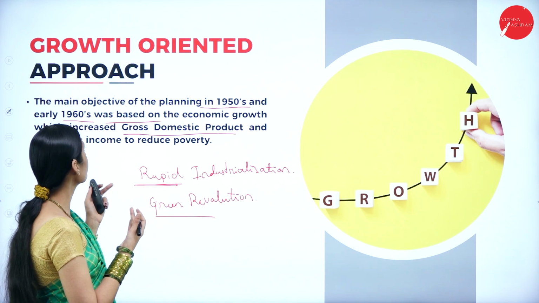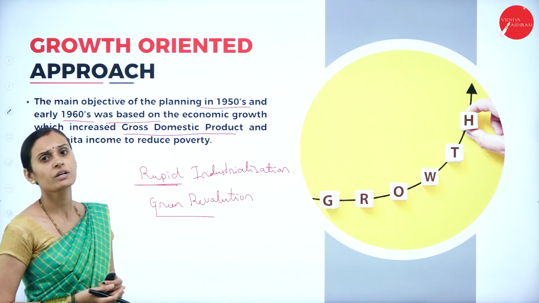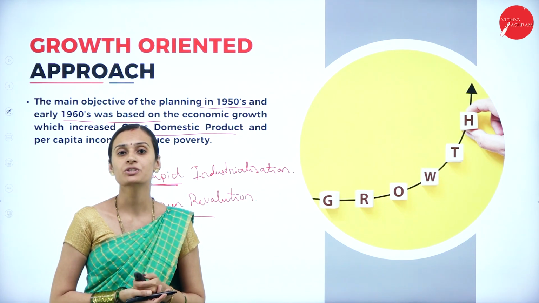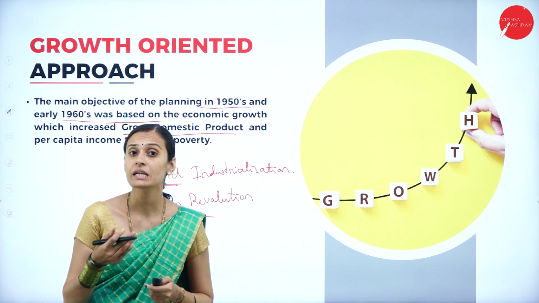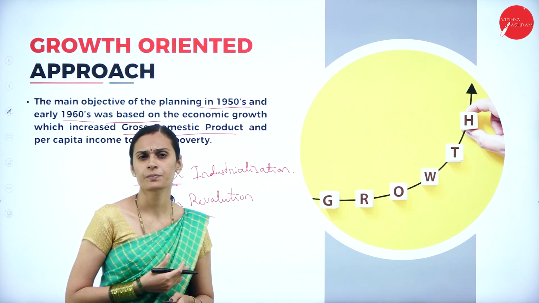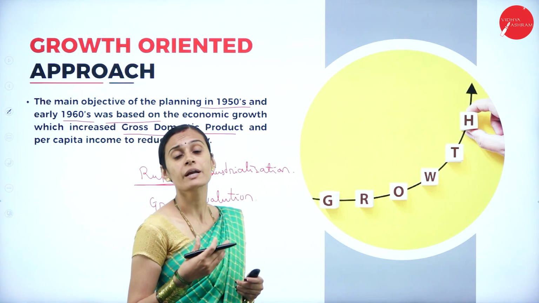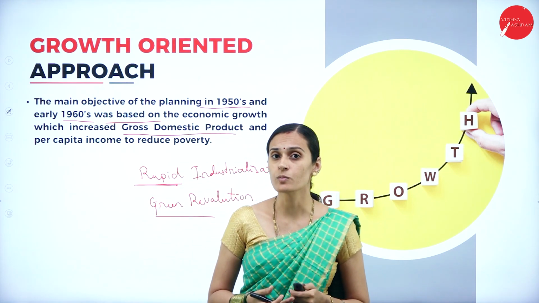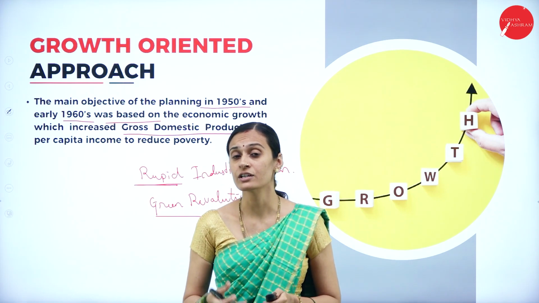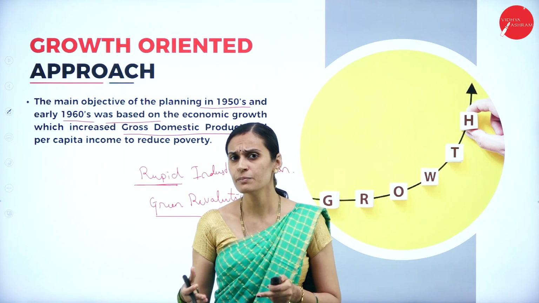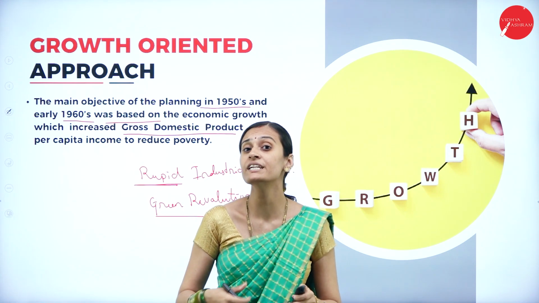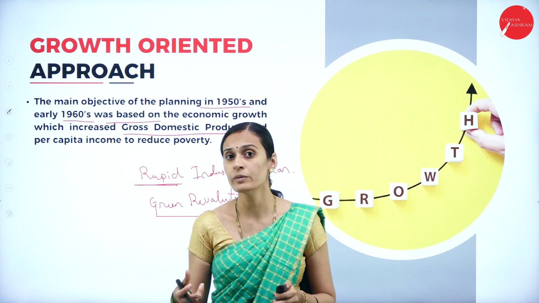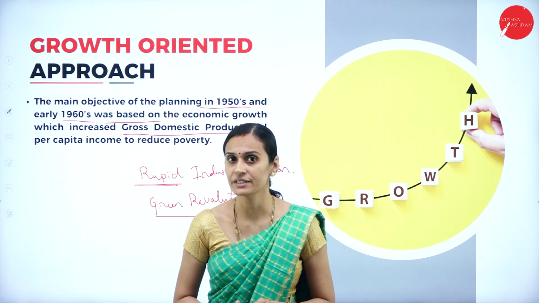So this is the first, growth-oriented approach. But it was not successfully implemented due to rapid growth of population and lack of proper implementation of land reforms. You may remember land reforms: just after independence, land reforms meant distribution of land and land ceiling. These were different policies taken by the government, meaning redistribution of land, but these programs were not successfully implemented.